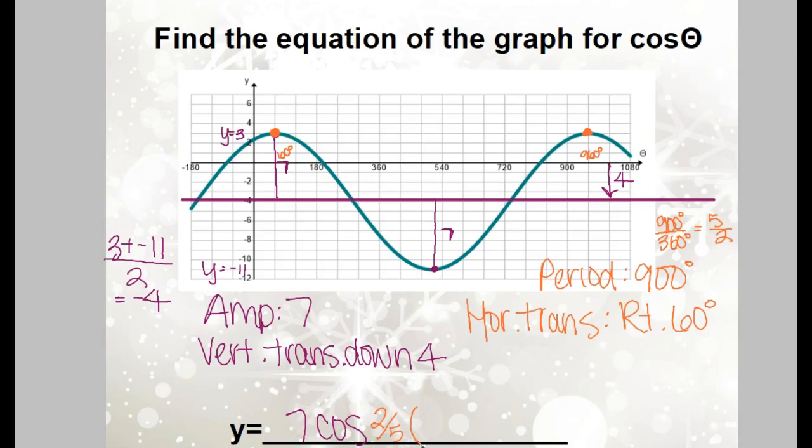Then I'm going to start the parentheses. Our x variable we're using is theta since we're in degrees. And I'm shifting it to the right 60 degrees, so I'm going to subtract 60. From here, the last transformation that we need to write in our equation is the vertical translation down 4. And since this is a vertical transformation, we put it on the outside of the cosine function, and it's exactly what we would think, down 4. So we subtract 4, and we are done.